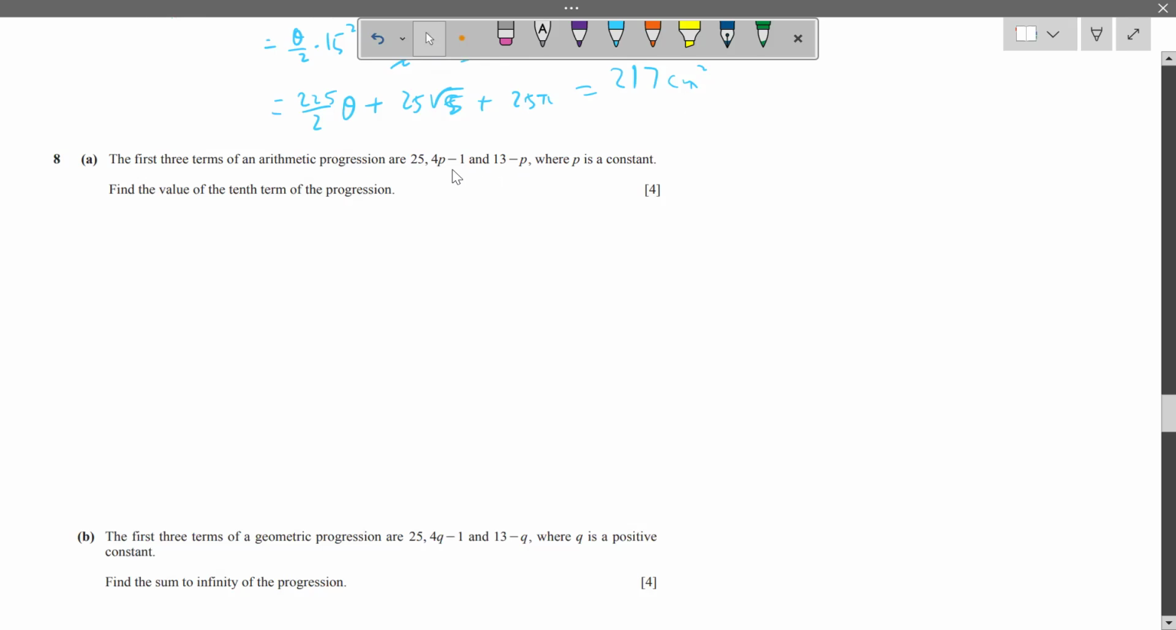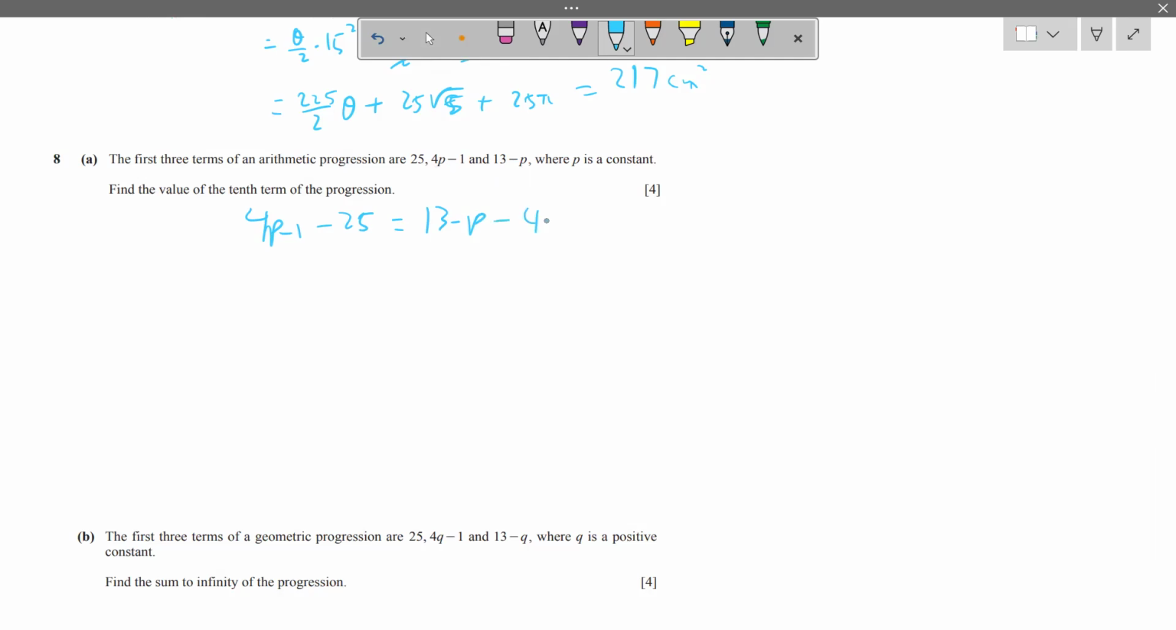In an arithmetic progression, the common difference between 2 successive terms is equal. So 4p minus 1 minus 25 should be equal to 30 minus p minus 4p minus 1. Let's translate that into the equation that we need. So 4p minus 26 equals minus 5p plus 12.